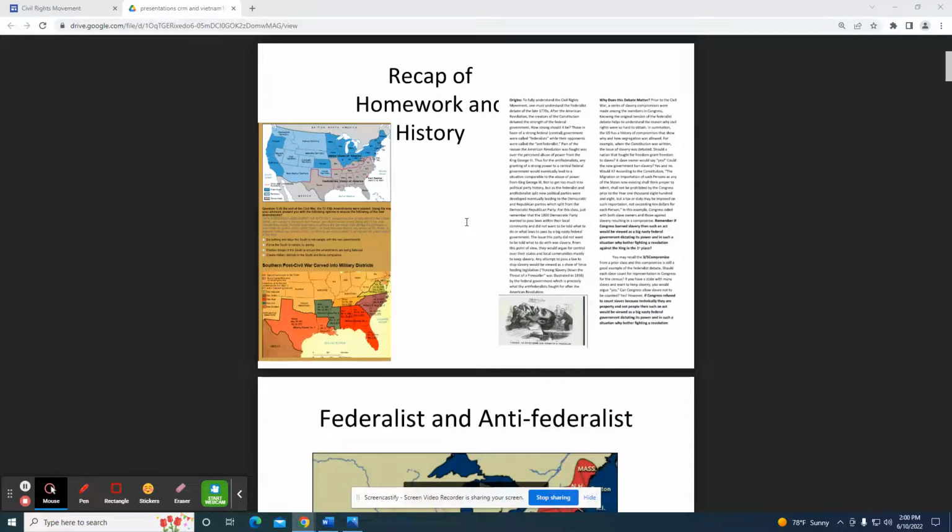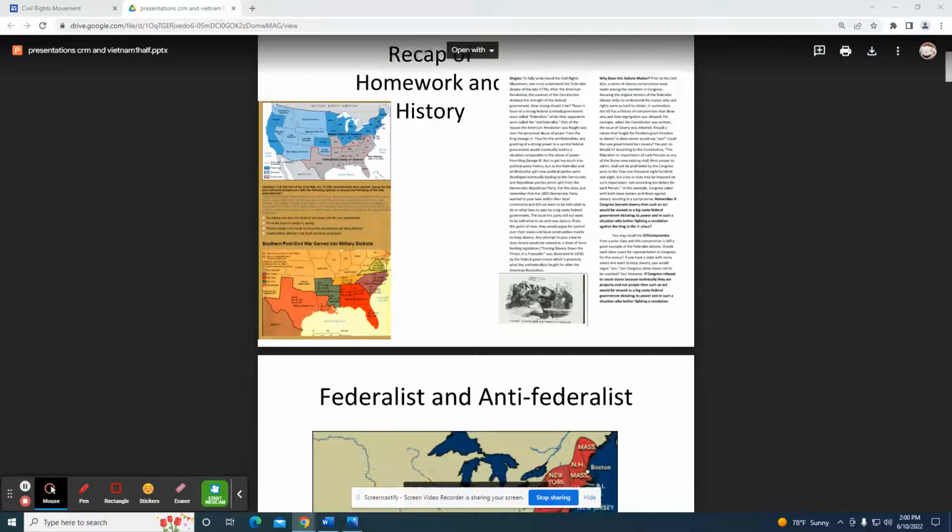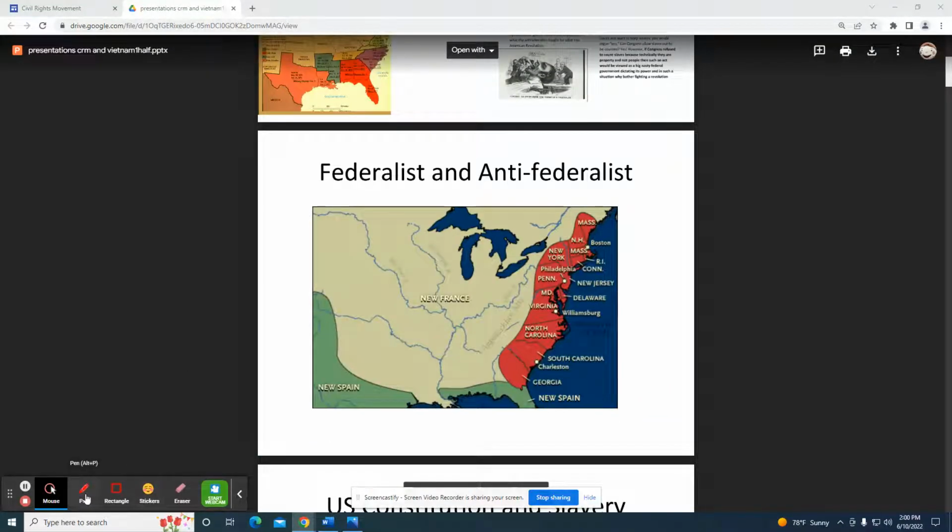And if you're lost on the Federalist anti-federalist debate, which is crucial to understanding the civil rights movement, you might want to take a look at the reading that's posted online, which is a summary. For the most part, the Federalist anti-federalist debate is about whether or not we're going to have a strong central government. So I'm just going to put this star here, which represents the federal government.